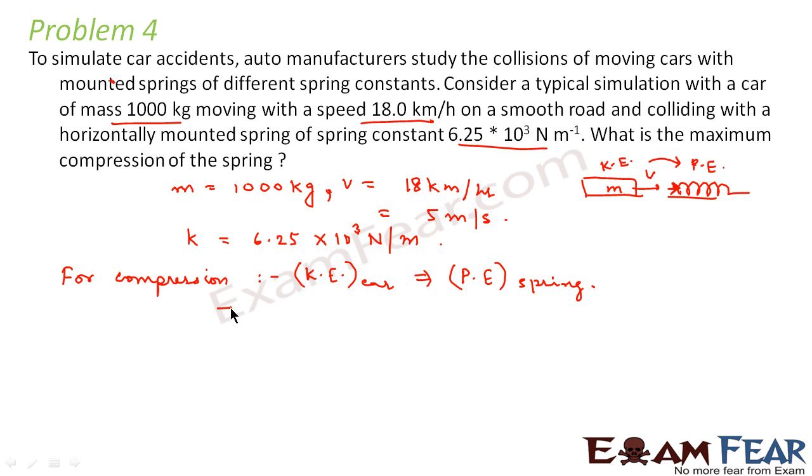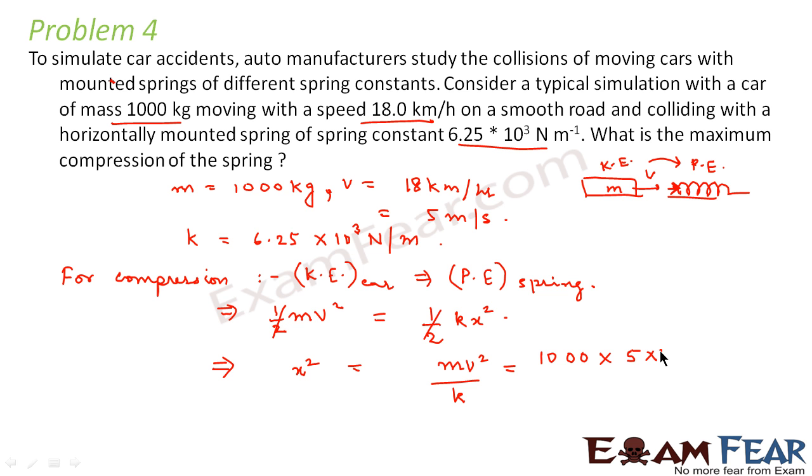Now, what we can say, kinetic energy of car will be half mv square, and the potential energy of the spring will be half kx square. So this half will be cancelled. So we can say that x square is equal to mv square divided by k. Now m is equal to 1000. V square will be 5 into 5 divided by 6.25 into 10 to the power 3. So this and this will get cancelled.